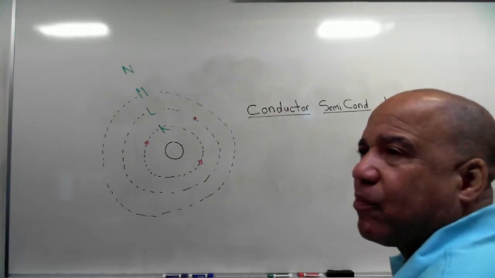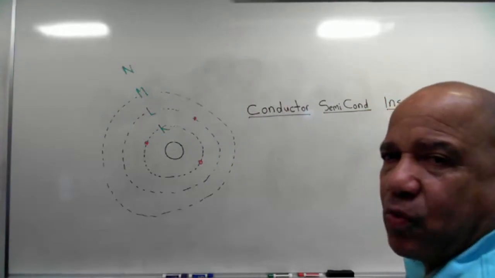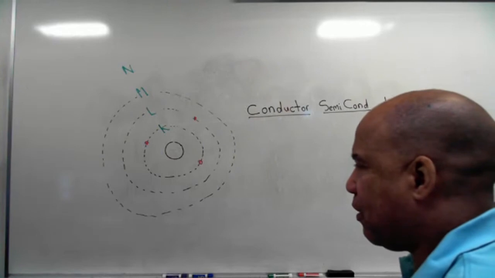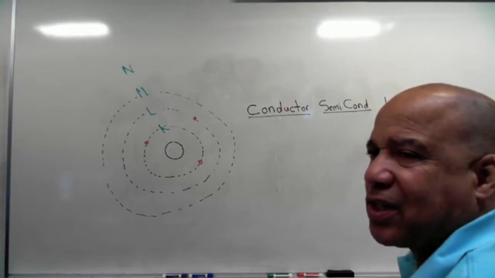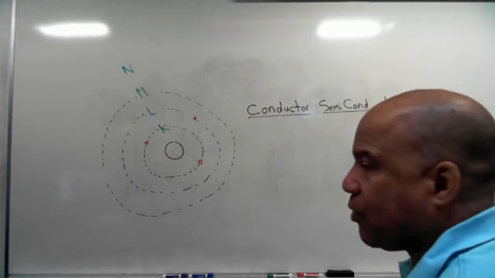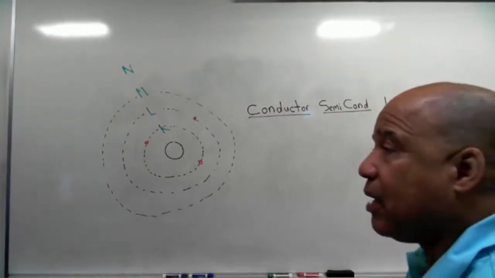Insulator might be something like rubber or glass or even wood. Those materials don't like to pass electrical current, so it's hard. Somebody said they resist the flow of electrical current. Well, that's exactly right. Now, often we use conductors and insulators together.